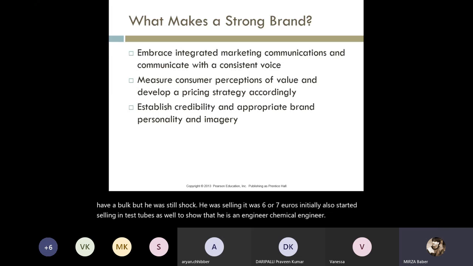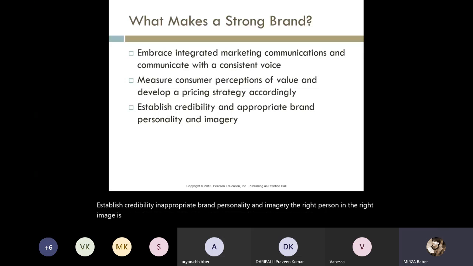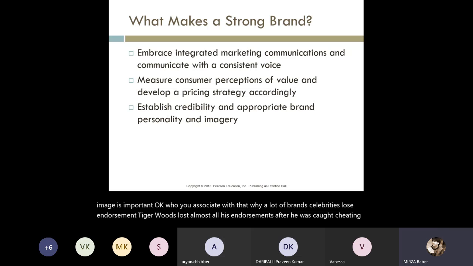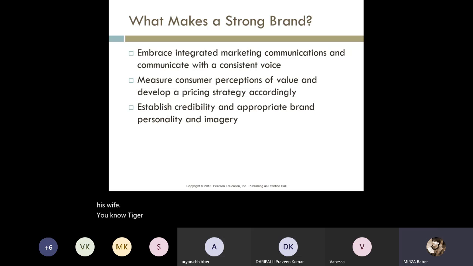Establish credibility and appropriate brand personality and imagery. The right person, the right image is important. Okay, who you associate with. That's why a lot of brands or celebrities lose endorsements. Tiger Woods lost almost all his endorsements after he was caught cheating on his wife. Tiger Woods was going to become the first sports billionaire. Not even Michael Jordan could achieve that. Yeah, Michael Jordan is in retirement. Tiger Woods is still playing.